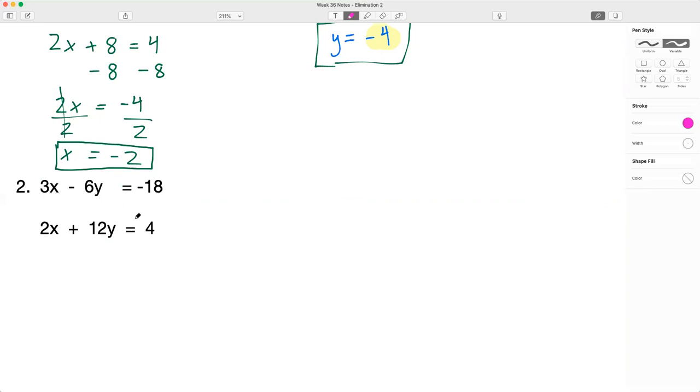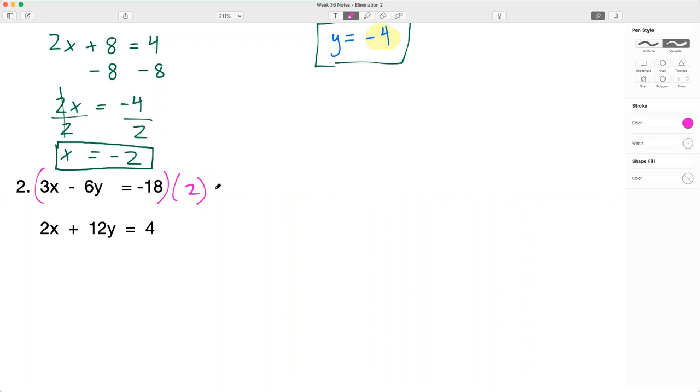Do you know what I would multiply it by? How about multiplying it by 2? Because if I multiplied it by 2, then it would be -12 for the y coefficient, and I would have the opposite coefficient, positive 12, -12. So I'm going to multiply this whole thing by 2, this whole equation, the entire equation.